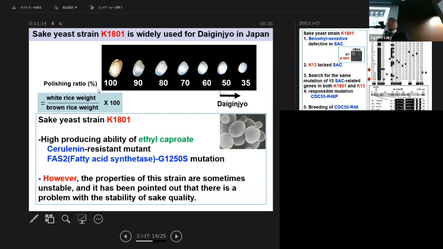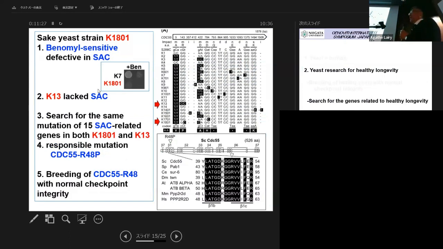Therefore, we examined the SAC function, spindle assembly checkpoint function, of this strain. And surprisingly, we found that this strain shows a benomyl sensitive phenotype, meaning a defect in SAC function. In order to find the responsible mutation of the SAC defect, we searched, and the National Research Institute of Brewing has the genome database of sake yeast. We collaborated with Dr. Akao of the National Research Institute of Brewing, and then searched for the mutation site.